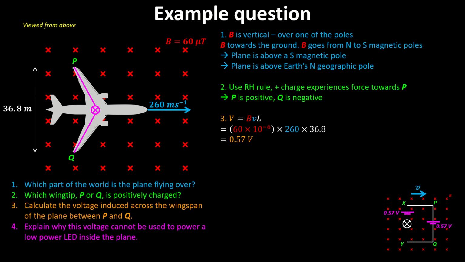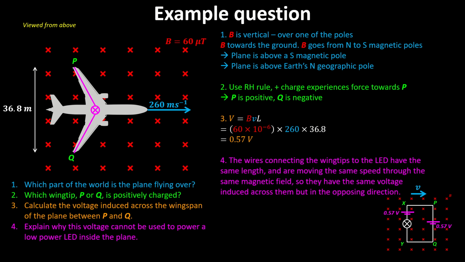Okay. So the reason you can't use it is that the wires connecting the wingtips to the LED have the same length and are moving the same speed through the same magnetic field. So they have the same voltage induced across them, but in the opposing direction. That means the net voltage, the total voltage induced, is 0, which means if there's no voltage, there's no current, and if there's no current, the LED doesn't work.